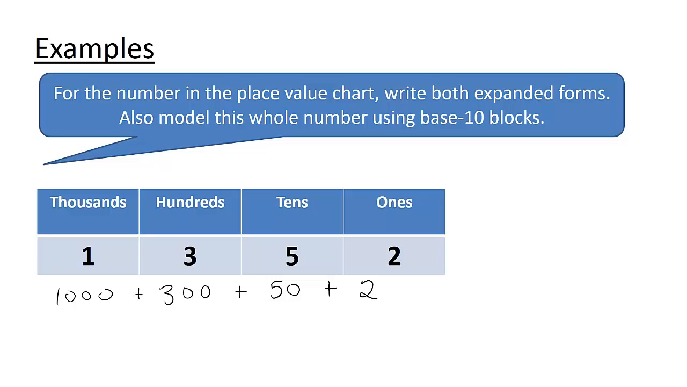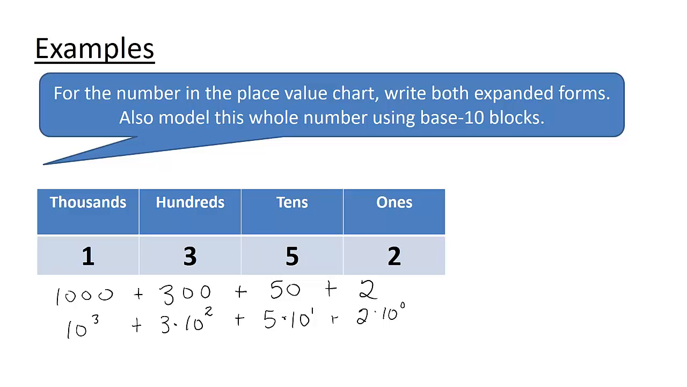I could also write this using powers of 10. 1,000 is 10 cubed, or 10 to the power of 3. 100 is 10 squared, or 10 to the power of 2. I can write 50 as 5 times 10 to the power of 1. And 2 is 2 times 10 to the power of 0.